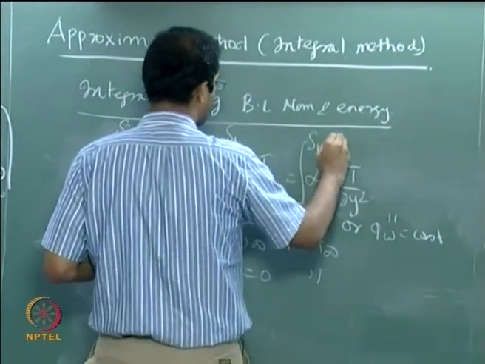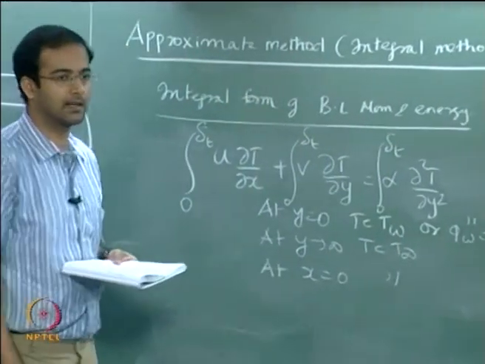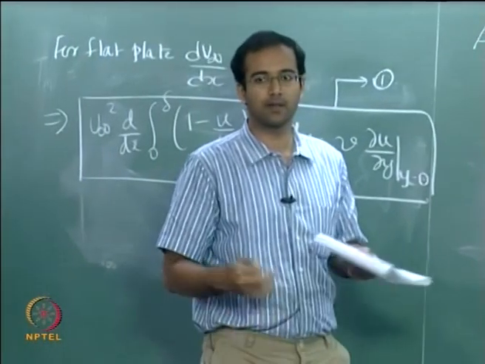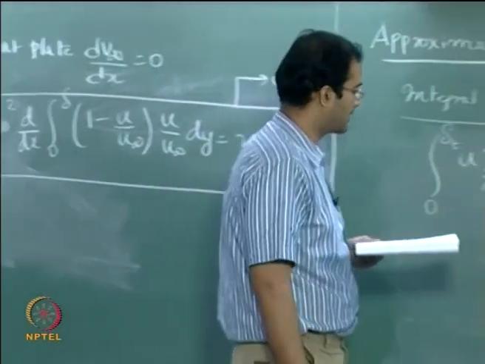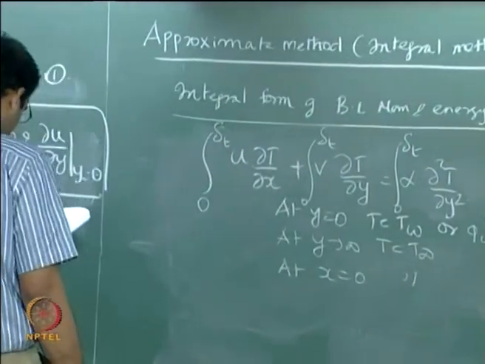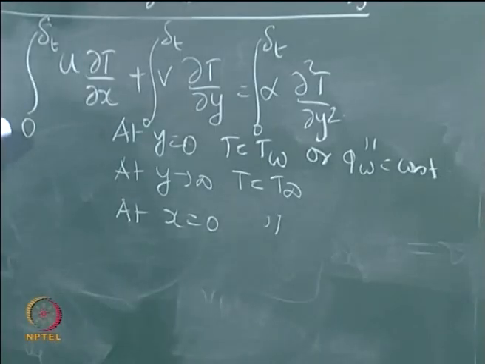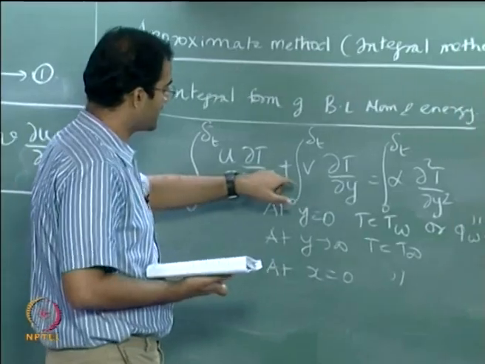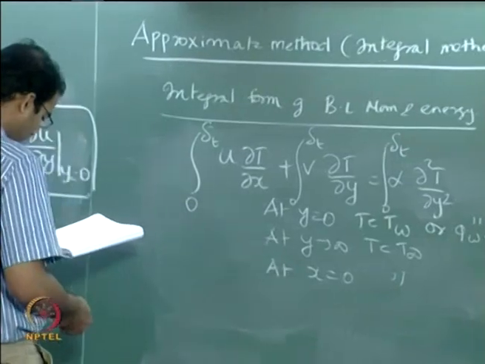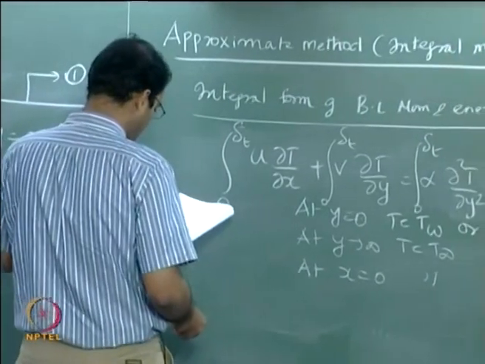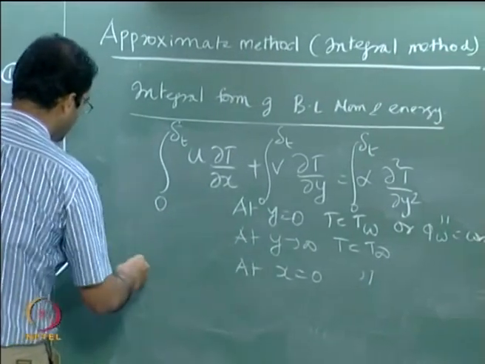Of course, we are not making any assumption whether delta T is greater than delta or less than delta. Whatever extent it may be, we are just integrating till the edge of the thermal boundary layer. So we will try to eliminate v, so that we write everything in terms of u. So we will see that the second term can be integrated by parts.